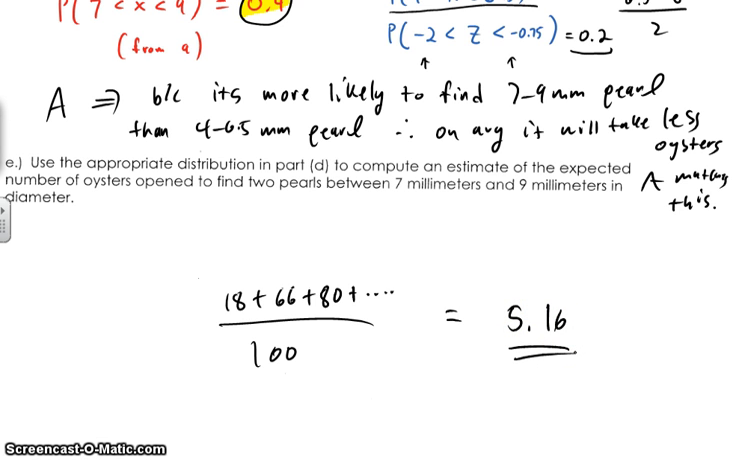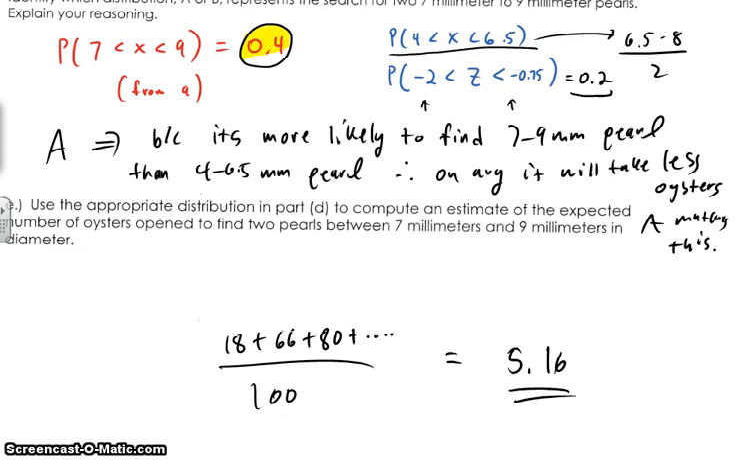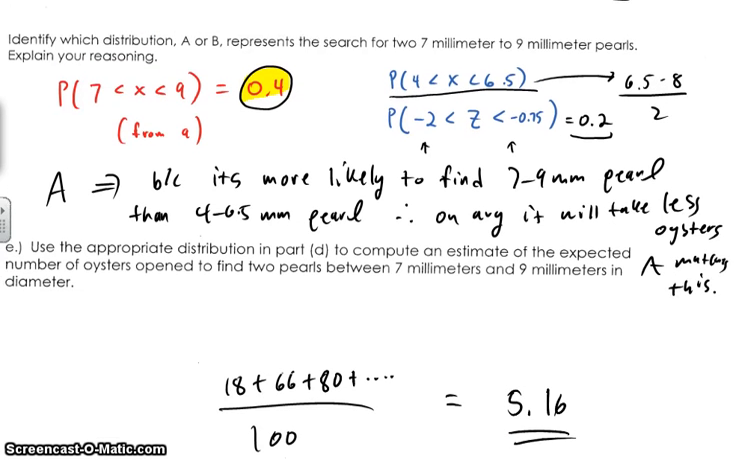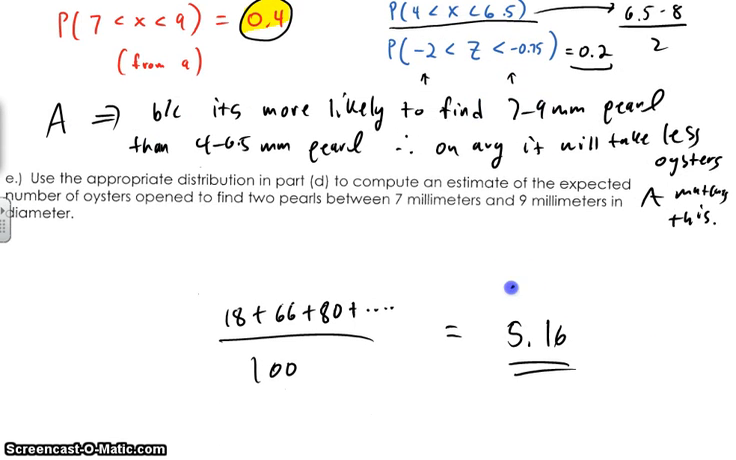Most of you were pretty good on this, at least in my class. If you happen to pick the wrong distribution, as long as your work reflected that, you're fine. And if you picked the wrong distribution, I think your answer was 9.13.